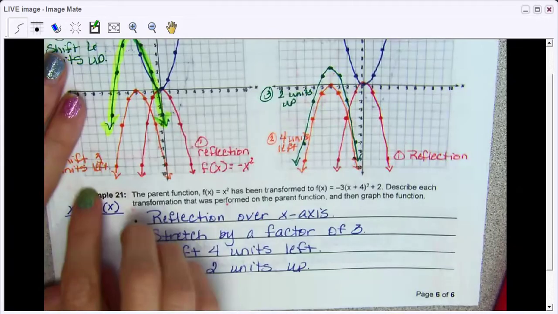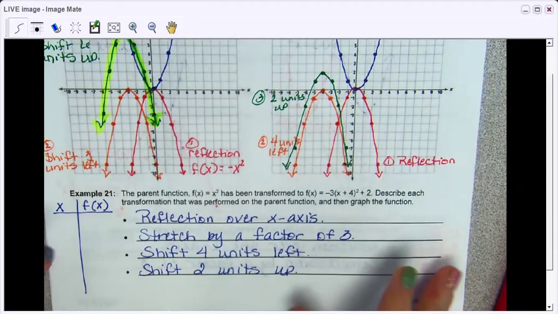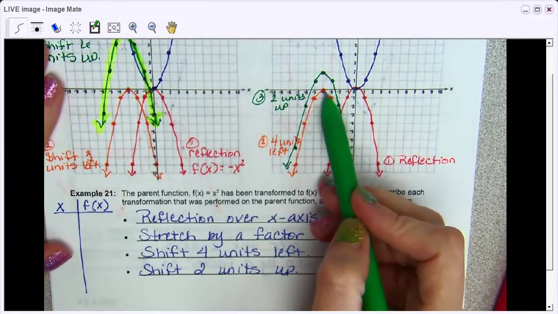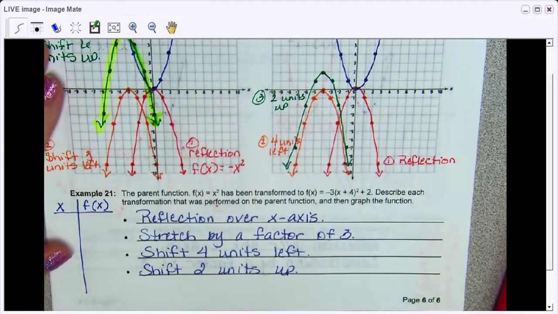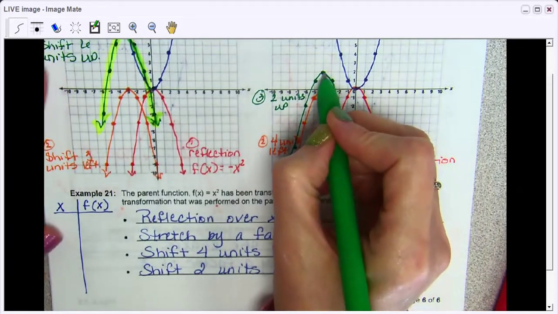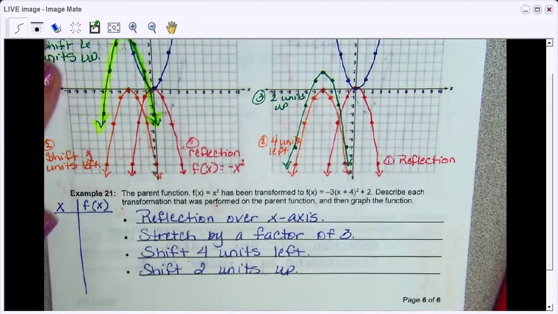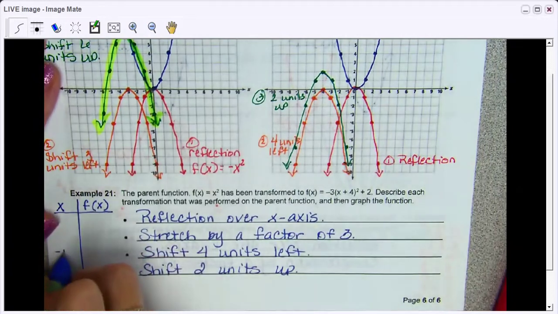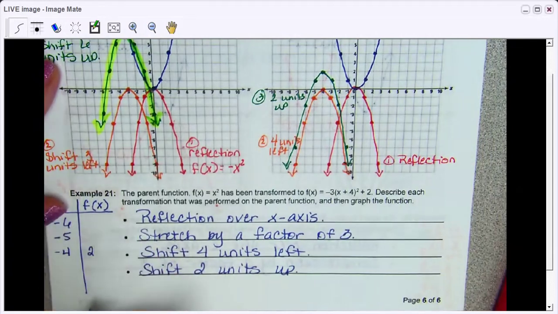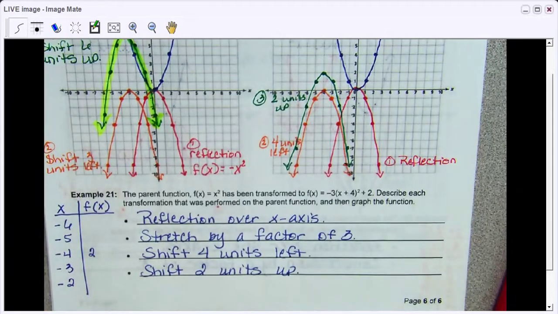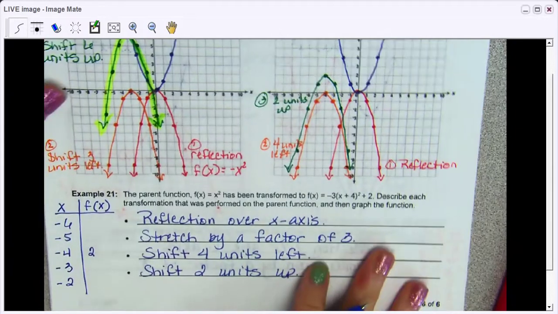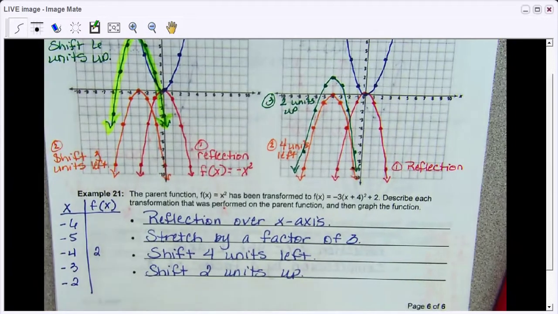So when I'm creating a table of values, I know that my vertex is going to be -4, 2. So I'm going to have -4, 2 in the middle here. Now I'm going to go -5, -6, and then -3, -2. And I get my 5 pairs, and that will help me to figure out what the stretch is going to look like. All right, I'm going to stop right there because I see a little bit of crinkled faces.